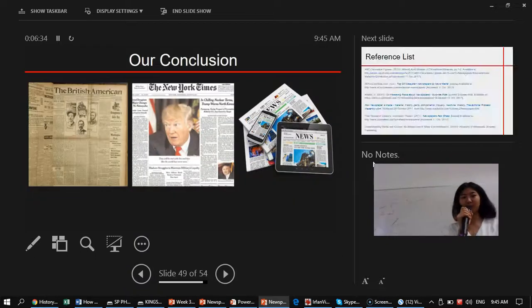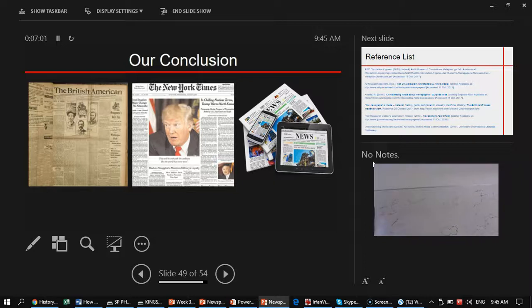So it's time for our conclusion. Throughout this whole presentation, we have seen the birth of newspapers, the rise of newspapers, and the decline of newspapers. So basically, we have presented about the life of newspapers, how it has impacted society and the world today, as well as the decline and the challenges that the newspaper industry now struggles with.